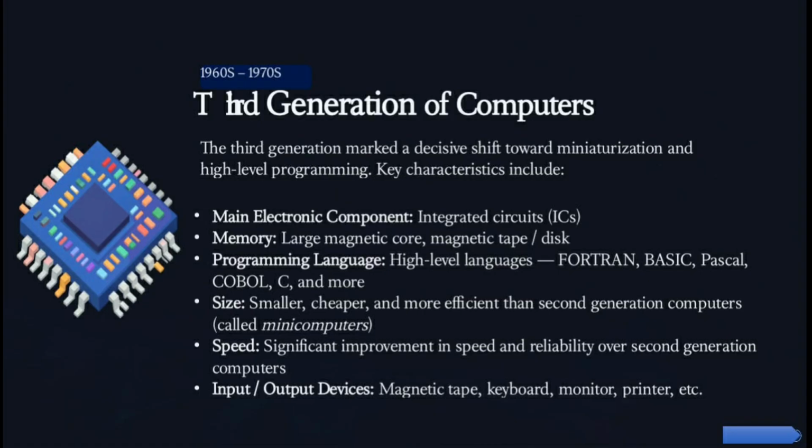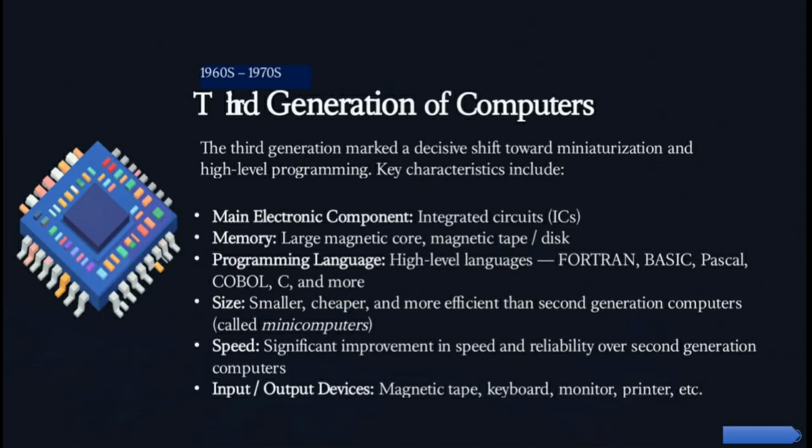For example, instead of writing complicated machine instructions using only numbers or code, programmers could use words and commands that were closer to human language. This made programming easier, faster, and more accessible to programmers. These programming languages also became useful in different areas. For example, COBOL was widely used for business applications, while FORTRAN was commonly used for scientific and engineering calculations.